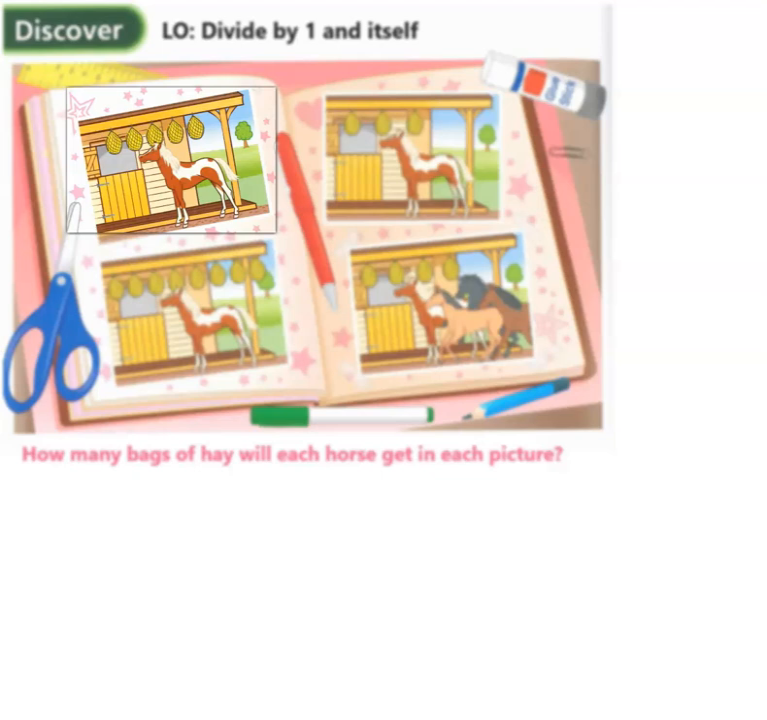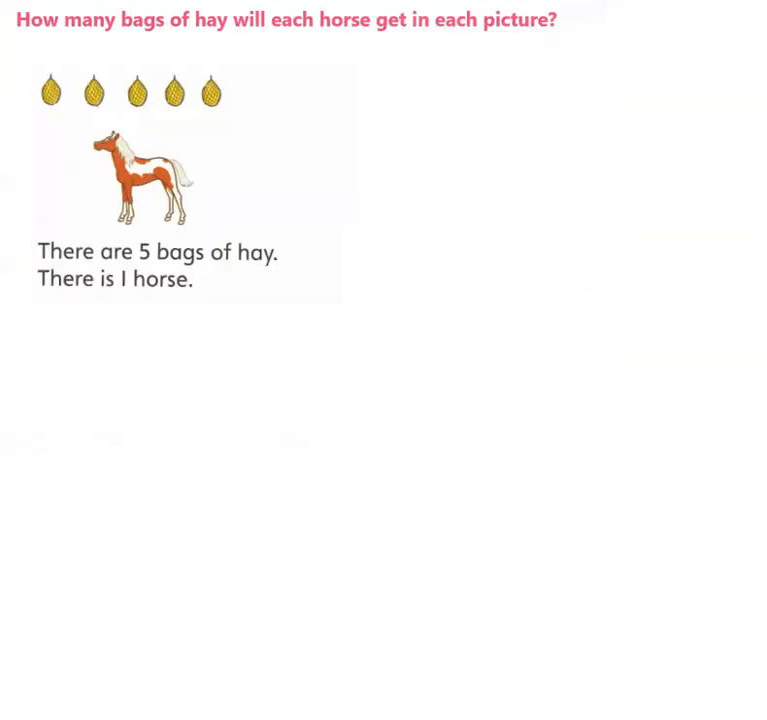We can see that there's one horse and there's 5 bags of hay. Let's look at this question in two different ways because there are two different types of division. First of all, we can look at it as sharing. We have 5 objects that we are going to share between one group, the 5 bags of hay and the one horse. What do you think is going to happen? Let's have a look.